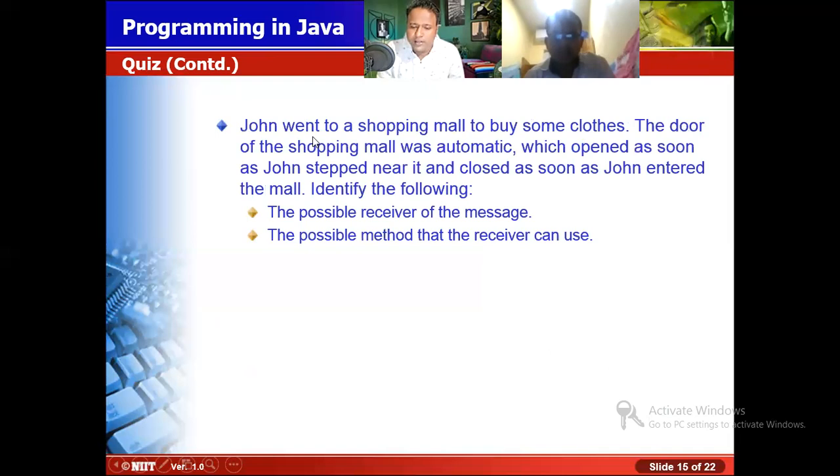Next question: John went to a shopping mall to buy some clothes. The door of the shopping mall was automatic, which opened as soon as John stood near it and closed as soon as John entered the mall. Identify the possible receiver of the message and the possible methods the receiver can use. Who is the possible receiver who receives the message here?